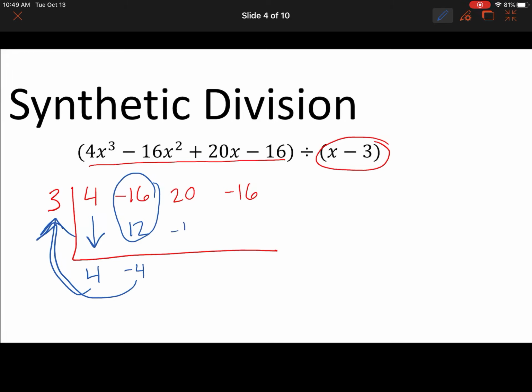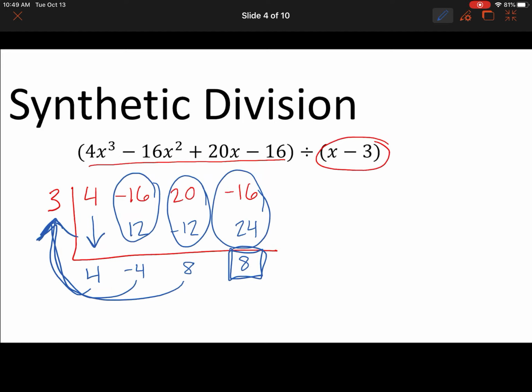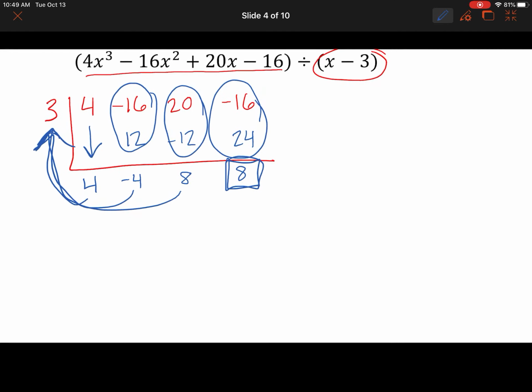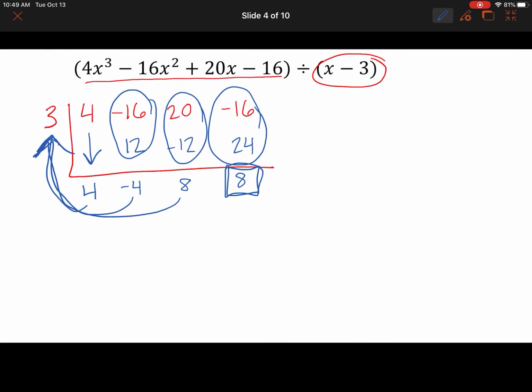And then I multiply negative 4 times 3, which is negative 12. Add those terms together, which gives me positive 8. And then we multiply again, 8 times 3, which is 24. Add those numbers together, and I get a positive 8. So this time I do have a remainder, because that last number is always my remainder.